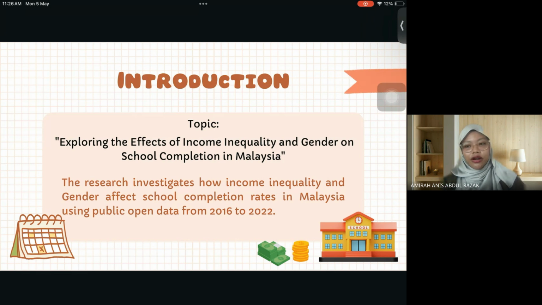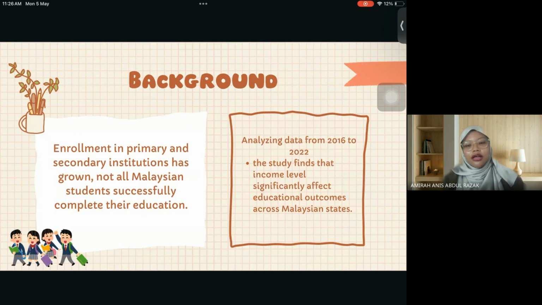for the background, the topic, which is students completing their education in Malaysia, is a national concern. While more children are enrolling in schools, not all of them finish their education. This issue has been studied in a recent report by Muhammad Shukri bin Ramli, published in 2014. The study looks at how things like income levels and where students live affect their ability to complete school. The study used data from 2016 to 2022 and used machine learning to help analyze these situations.